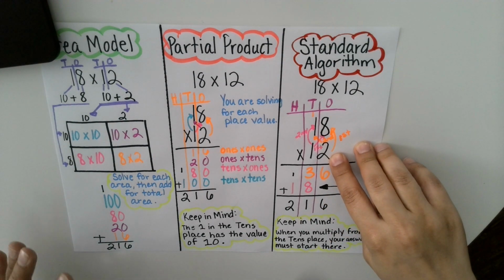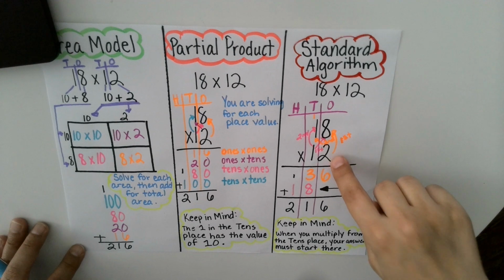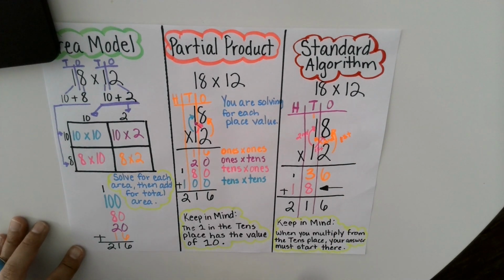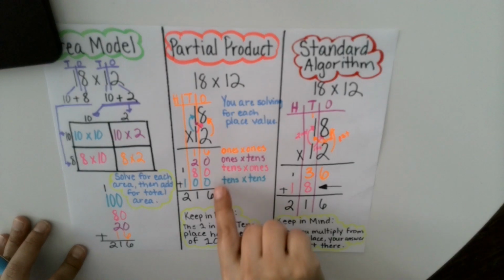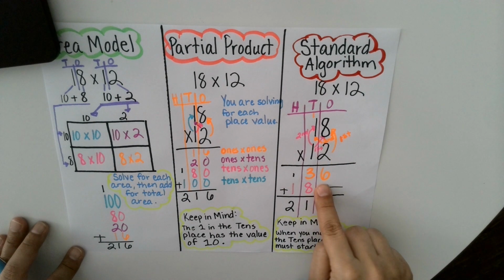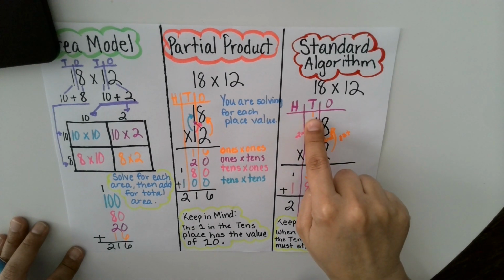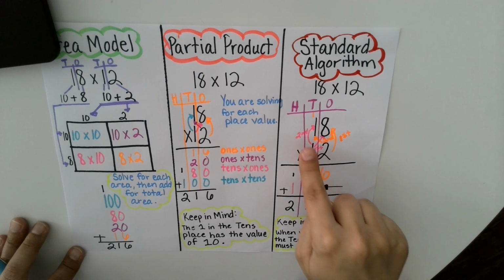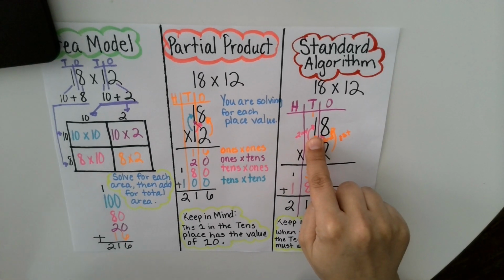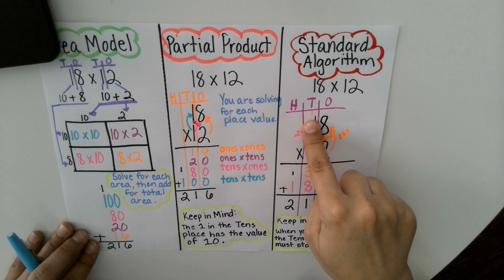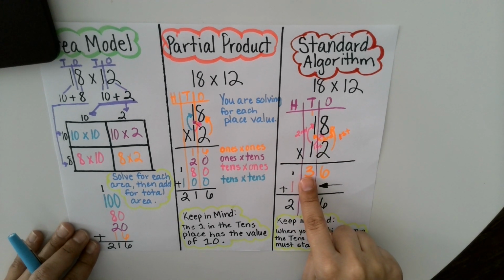Going into standard algorithm, first things first, ones times the ones. This time, since we're not doing partial product, each one on its own, we do carry the 1. So 2 times 8 is 16. Here's a 6. We carried the 1. Go back. We are doing ones times 10 now. So 2 times 1, we're in the tens, so we can just leave that as it is. 2 times 1 is 2, plus the 1 we carried over is 3.